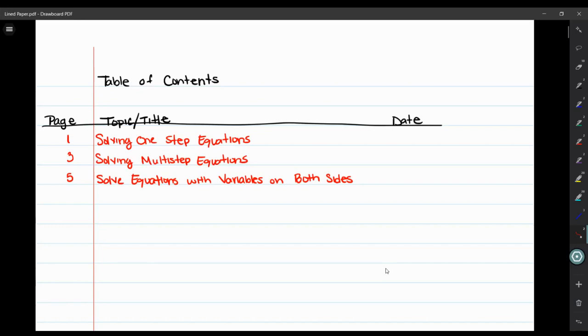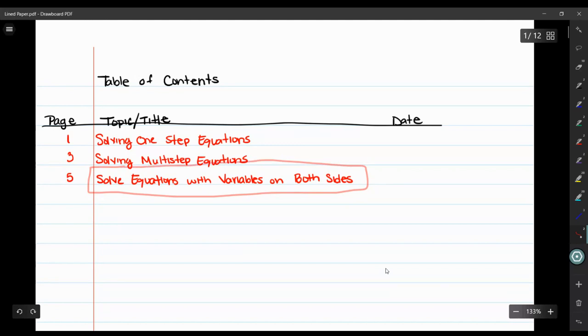Today we're going to be solving equations with variables on both sides of the equal sign. So I need you to go to your table of contents and enter in this new entry. This is the title of our new notes for today. And we are still in red because we are still in Unit 1. So make sure your title is in red.